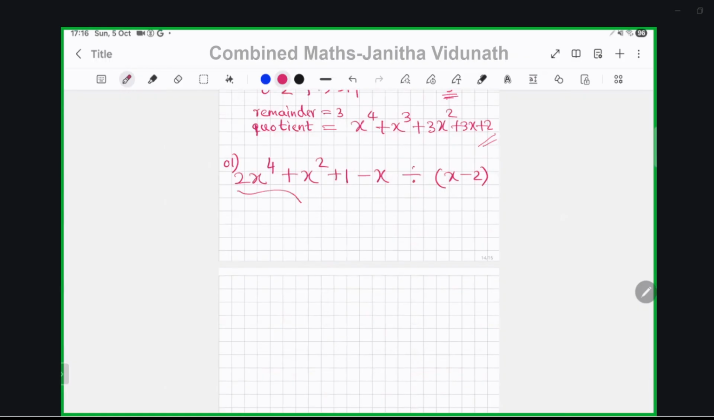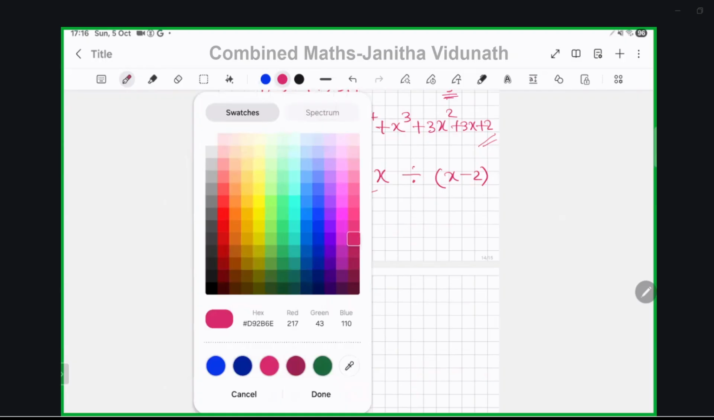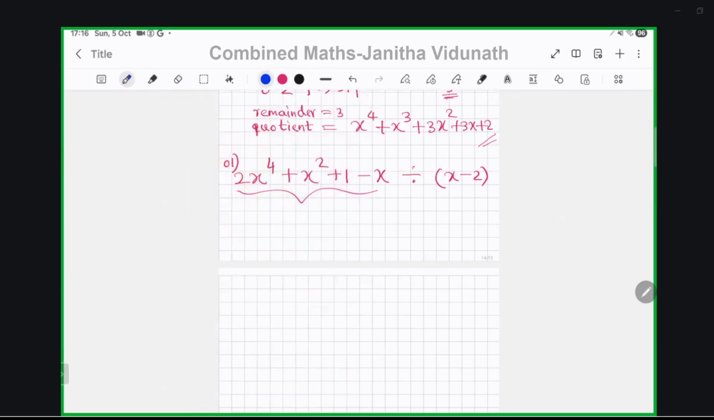Here, first we need to write down this dividend in the standard form. That means 2x to the power 4 plus blank plus x square minus x plus 1. We need to divide this with x minus 2. Let me repeat. First, we need to write down this in standard form. If some terms are missing, then we need to keep blanks for those terms.